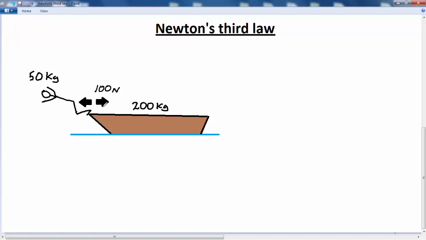What in fact happens is the forces are balanced here, but both objects move. So both objects will accelerate according to Newton's second law. You'll remember that F equals ma. That's to say there's 100 newtons pushing on the boat and an equal opposite force of 100 newtons pushing on the person that way. Of course the accelerations of each will be different because they have different masses.